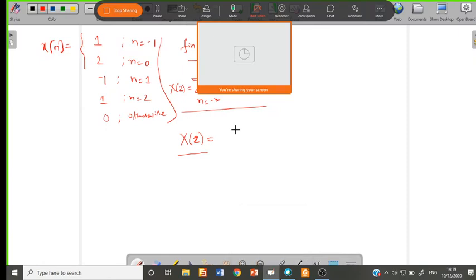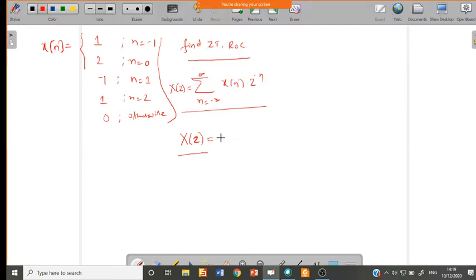Okay, so we can do this one. For n equal to minus 1, it will become 1 into z, because z power minus of minus 1 becomes plus 1. Then for n equal to 0, it becomes 2 into 1, plus the terms for n equal to 1 and 2, giving minus 1 over z and z inverse square. The z transform will not exist for the values where it equals infinity. Okay, understood? So now do another one.